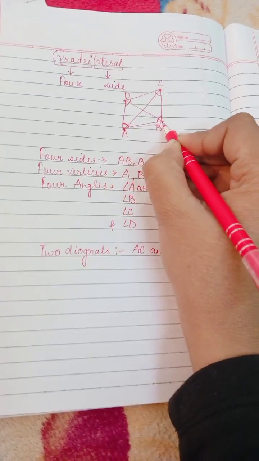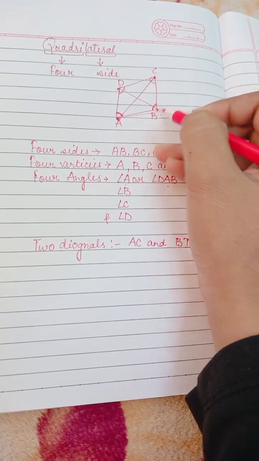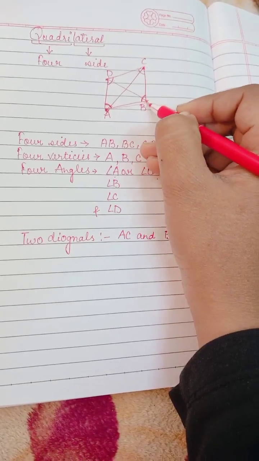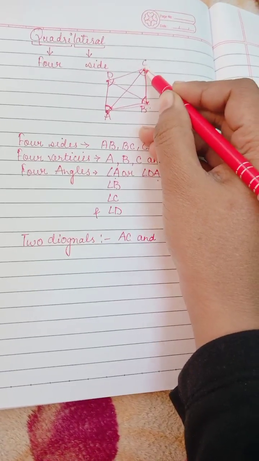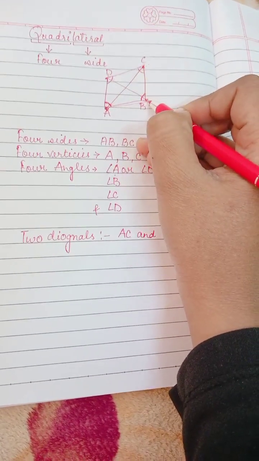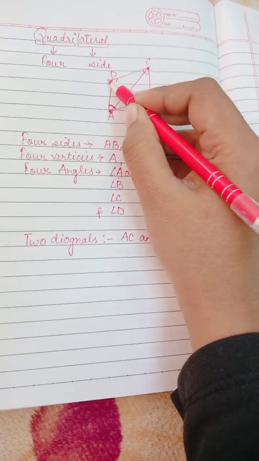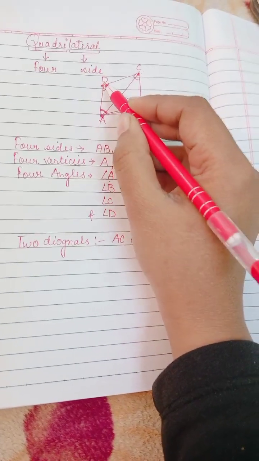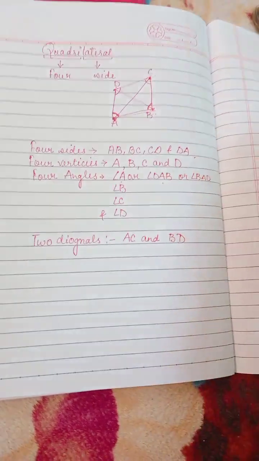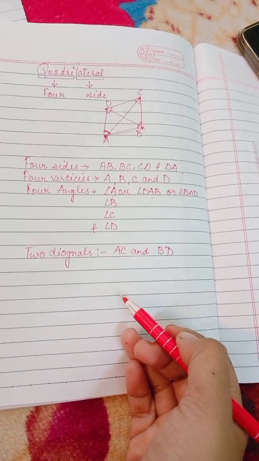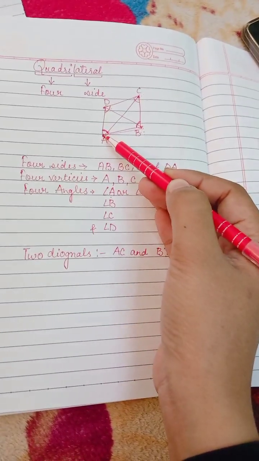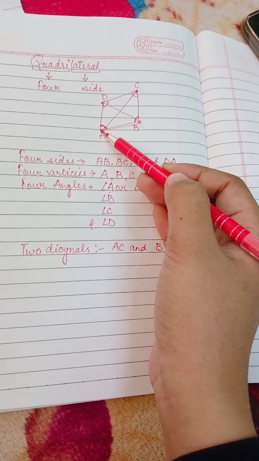So AB, the side of AB, which line is it? This is BC. So AB and BC are two adjacent sides. Similarly, this BC is also adjacent to DC. So we can say BC and DC are also two adjacent sides. AD and CD are two adjacent sides, and AD and AB are two adjacent sides. So what do we get to know here? We get to know here that two sides of a quadrilateral having a common endpoint are called adjacent sides.